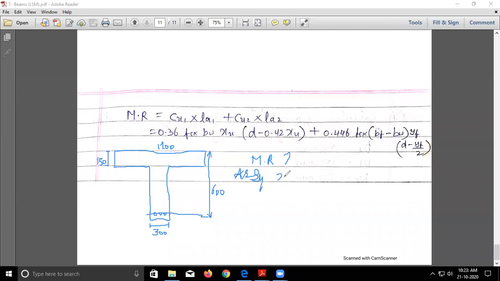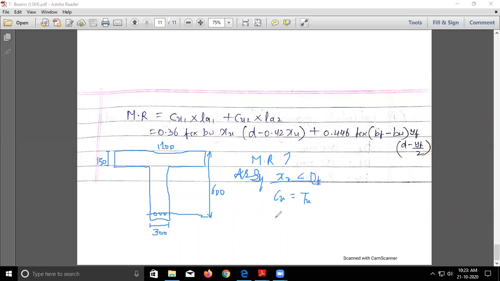So first, assume XU is less than DF, and now we will find out the value of XU. Yes, quickly give me the value of XU now. This is our assumption, XU less than DF. So now we will equate CU equal to TU and find out XU. CU equal to TU. Correct?